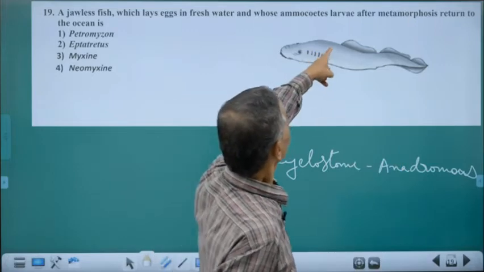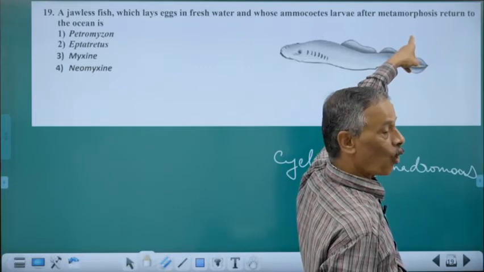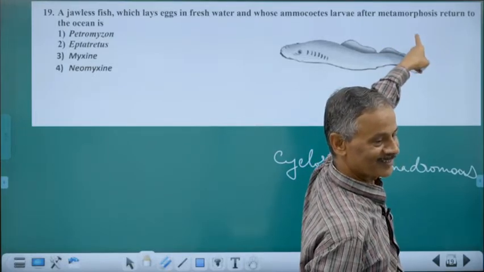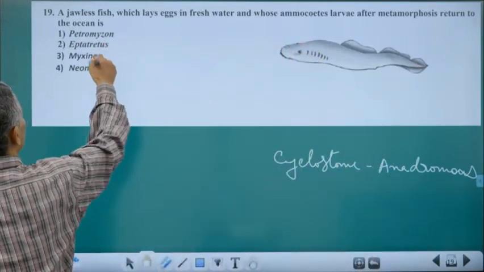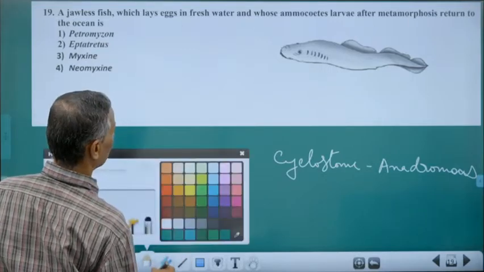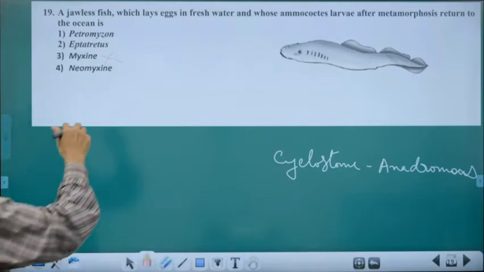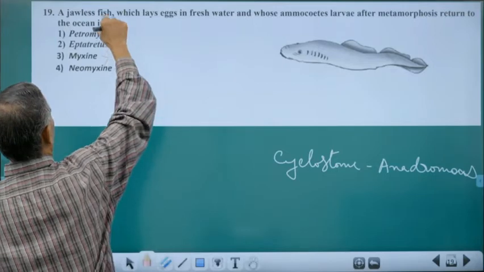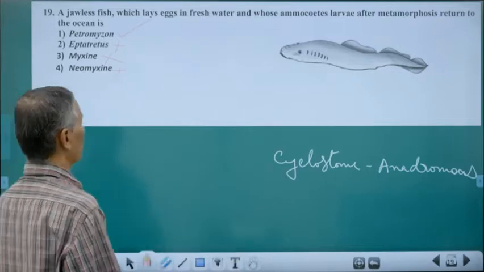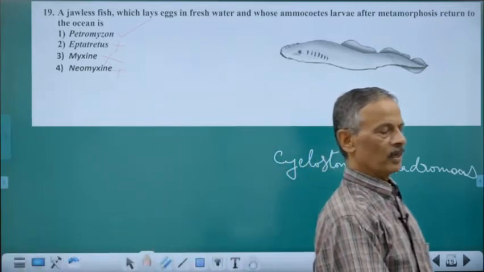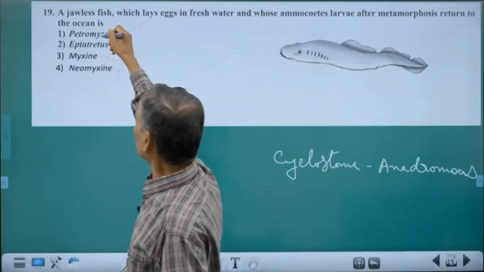Okay. And Ammocoetes larva, that's a characteristic larva. It is only for Petromyzon. The larva of Petromyzon is Ammocoetes. Remember, Myxine is not having this habit of migration. They will never migrate to freshwater. And Neomyxine, Eptatretus, they are not at all having this Ammocoetes larva. This is characteristic of only Petromyzon. All of them are cyclostomes, but having the Ammocoetes larva, that is the clue word for Petromyzon.